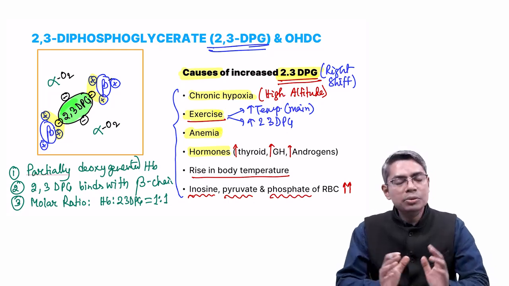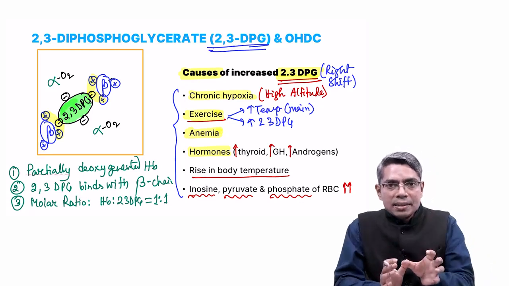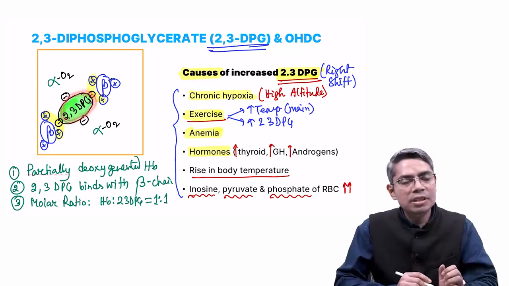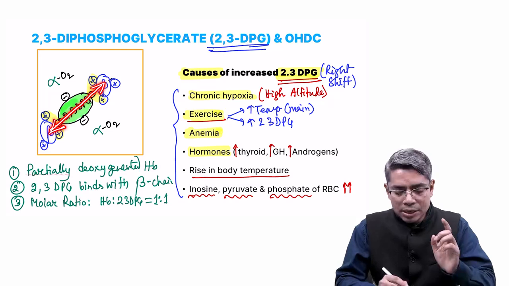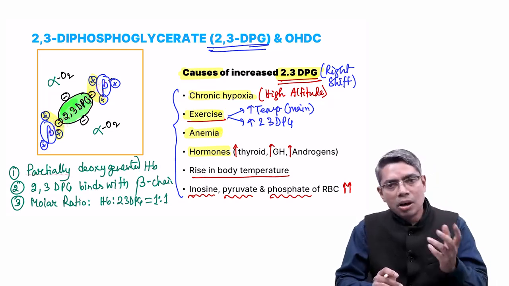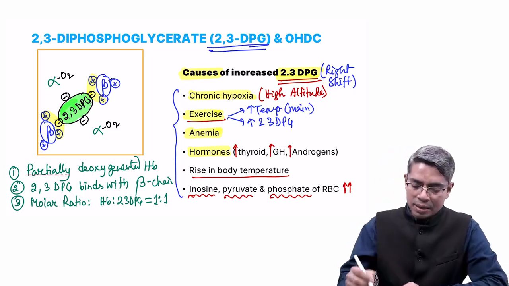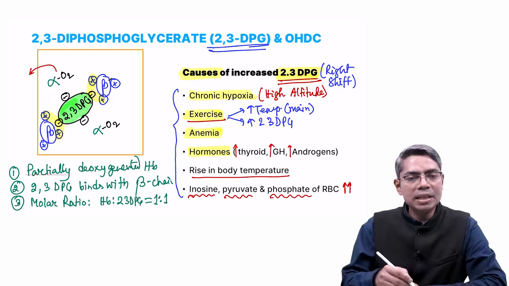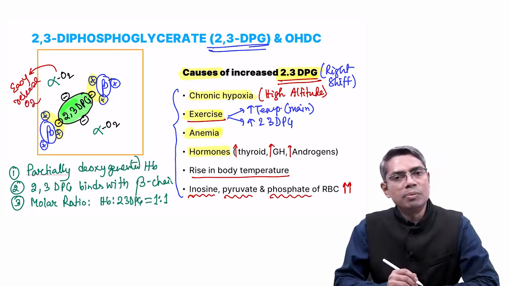So whenever 2,3-DPG binds with hemoglobin, it stabilizes the low affinity state of hemoglobin. So far we have been discussing how the 2,3-DPG is binding. After 2,3-DPG binds with this deoxygenated beta chain, it causes stabilization of the low affinity state of hemoglobin, which means the remaining oxygen attached to this alpha chain can be easily released from hemoglobin. Easy release of oxygen from hemoglobin.